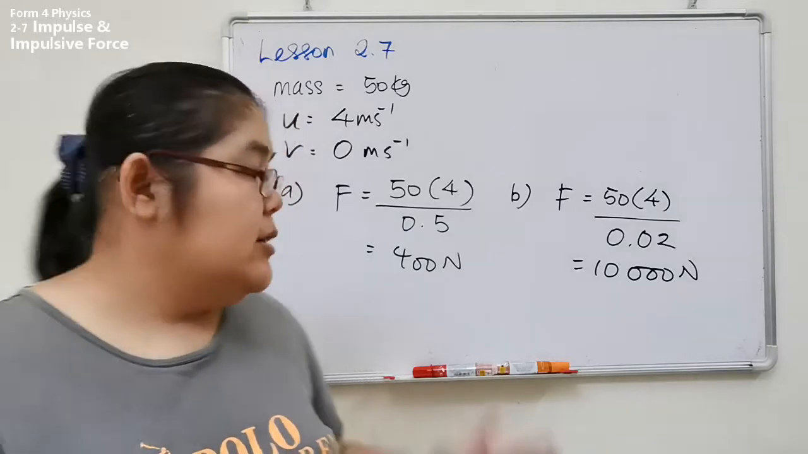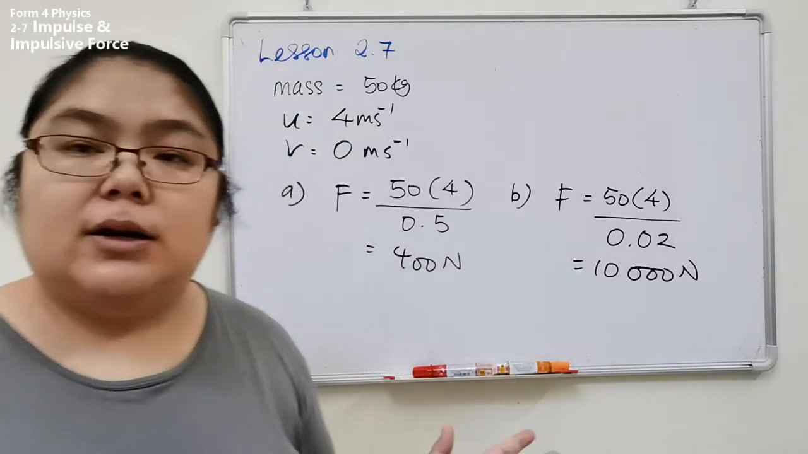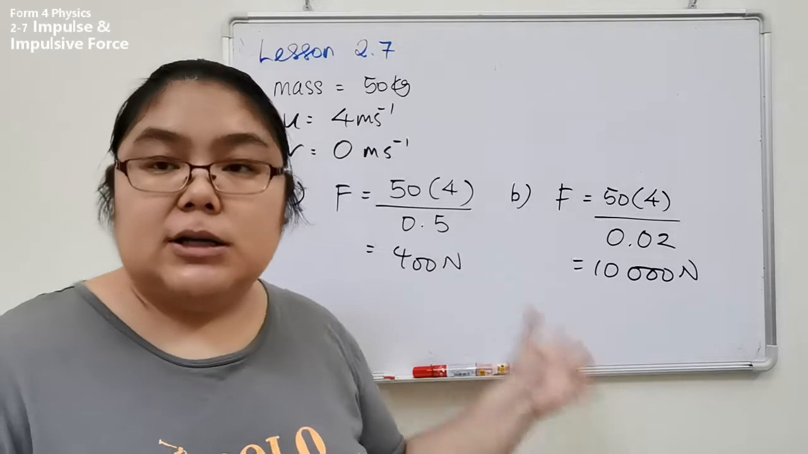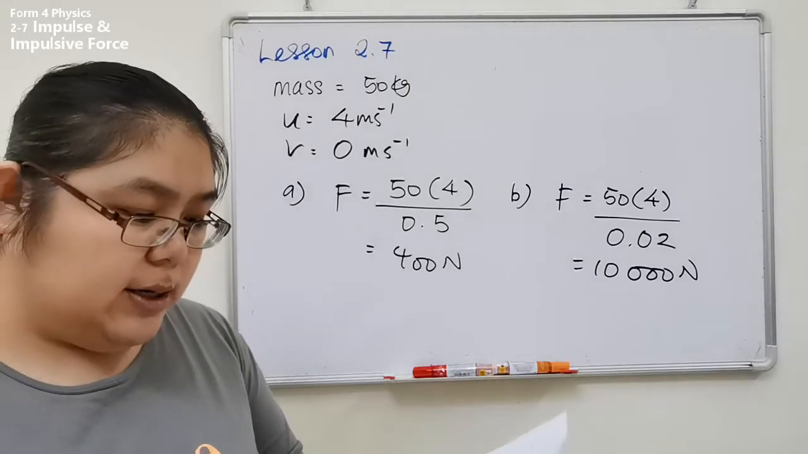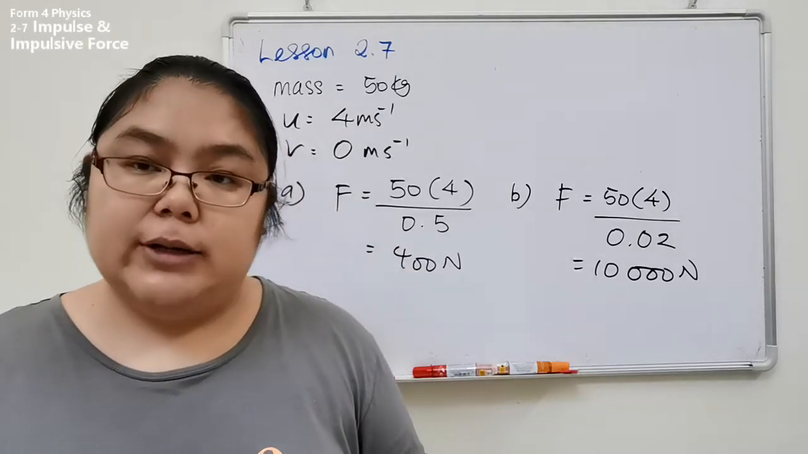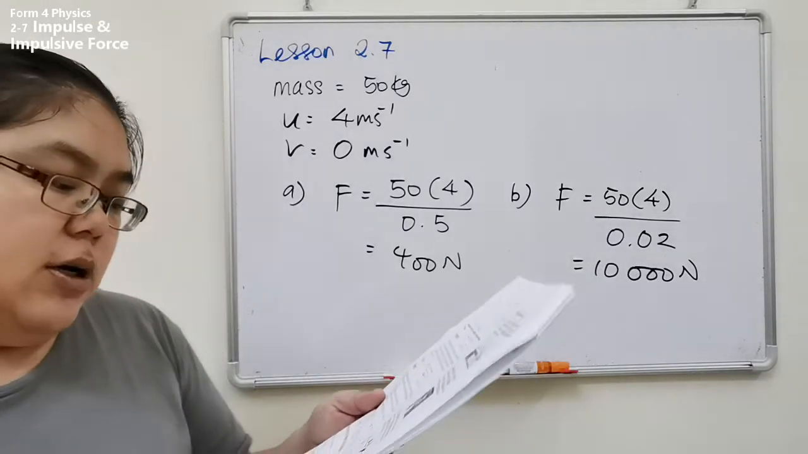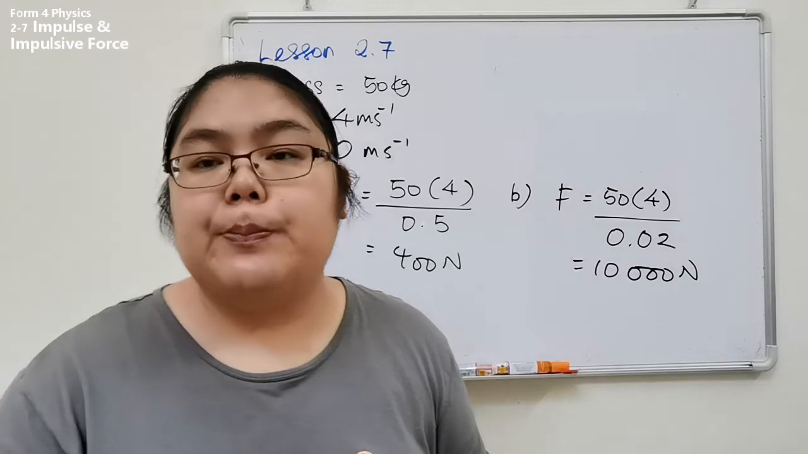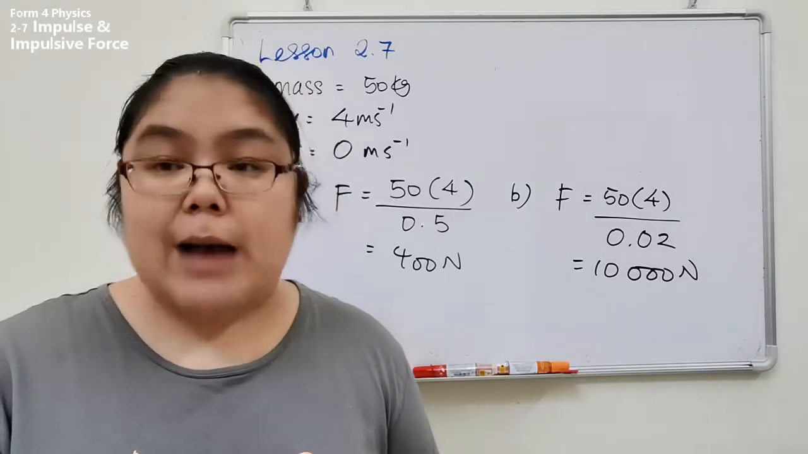Then what happens to your leg? This one is 400. You see how many times bigger the force acting on your leg is. So although the time taken changes a little bit, you see the big change for the force acting on the athlete's leg. Okay, so this one is another comparison. What's the relationship between impulsive force and the time taken? Inversely proportional. They want to mention the keyword inversely proportional between F and the time taken.